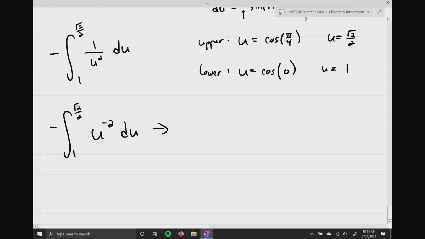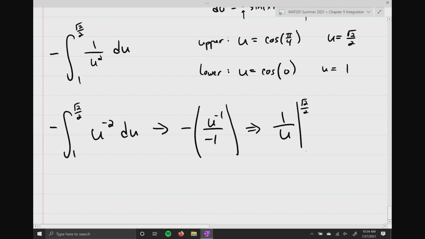Now I'm going to go ahead and integrate. So I get negative, parenthesis, u to the negative 2. When you integrate that, is going to be u to the negative 1 over negative 1. Now remember, this is a definite integral, so I don't have to worry about the plus c. A negative and a negative make this positive, and I'm just going to write 1 over u evaluated between the square root of 2 over 2 and 1.